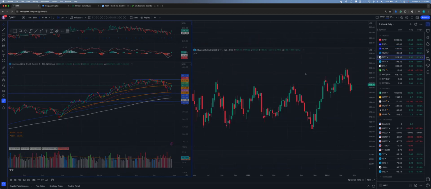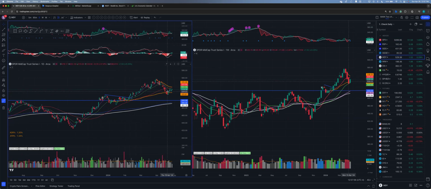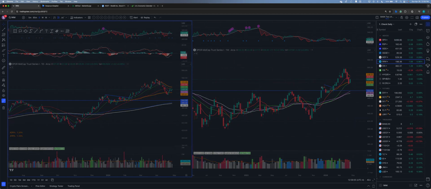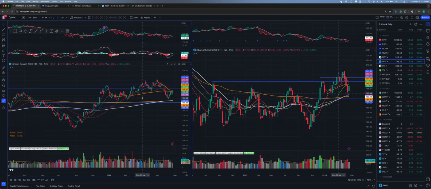Mid caps, pretty much same story. Just in between the year-to-date anchored VWAP and that all-time high with the 50-day and 21 above. Small caps, the picture looks a bit worse. We're below that year-to-date anchored VWAP and the all-time high anchored VWAP, as well as those key moving averages.